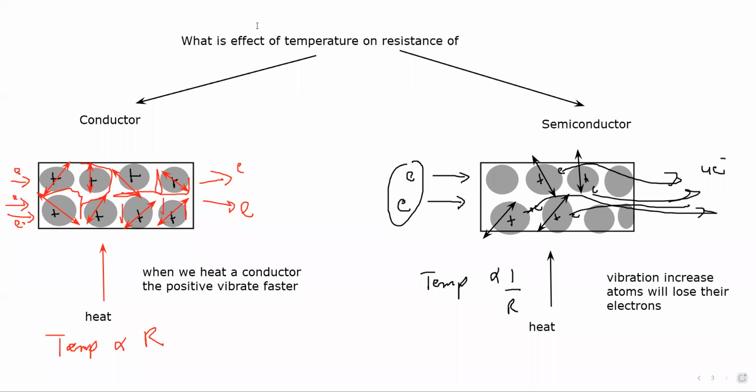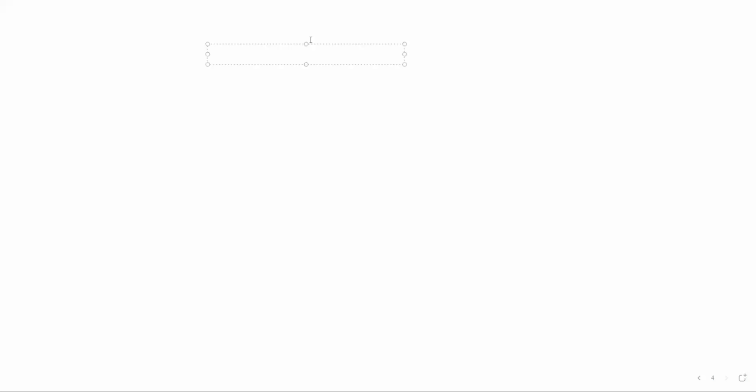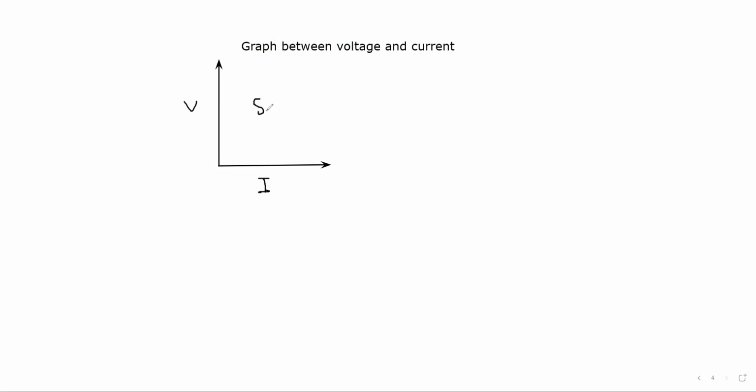So when we plot a graph between voltage and resistance, or voltage and current first. If we plot a graph between voltage and current, it depends on which axis we are taking. If voltage is on the y-axis and current is on the x-axis, in that case, the slope of the graph represents the resistance.